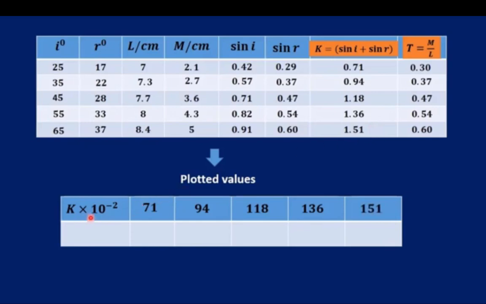Now similarly for the t value, we are going to do the same thing. We have 0.30, so we are going to shift the point twice in order to have 30. 1, 2. So we have 30 times 10 to the power minus 2. Then we have 37, 47, 54, and 60. That's good. Since we have achieved our values, the next thing for us to do is to plot our values on the graph book.